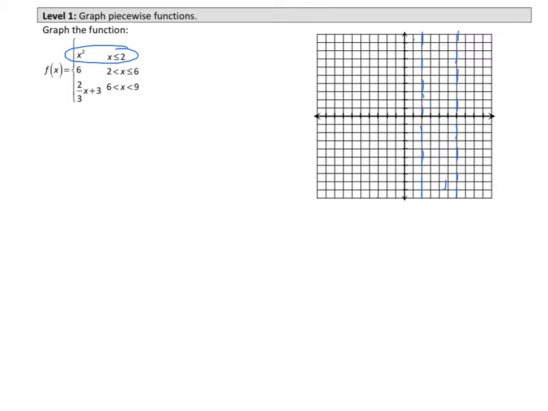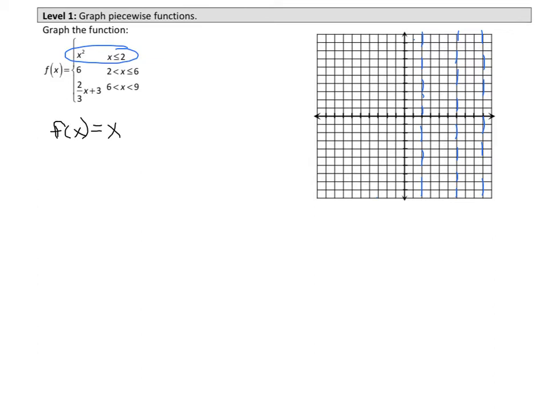And then from 6 to 9 on the x-axis, here's 9, you're going to be graphing this third function, f of x equals 2/3 x plus 3. Okay, so to graph this function, you are going to start with your top one, x squared, and you need a few points to plot accurately. I definitely want to know what the value of the function is when x equals 2 because that's my endpoint.